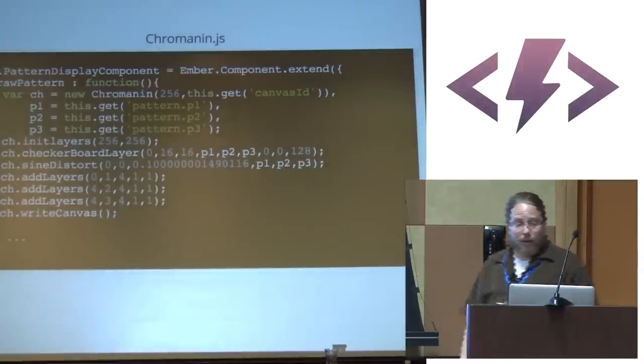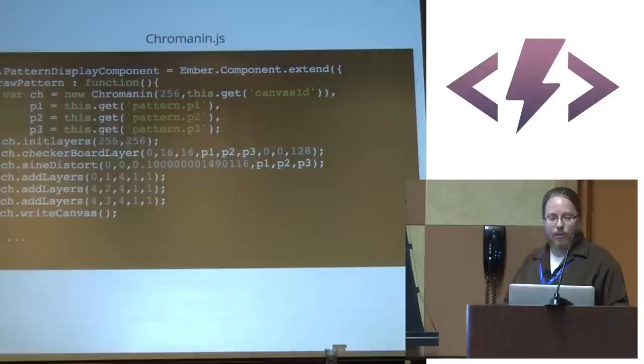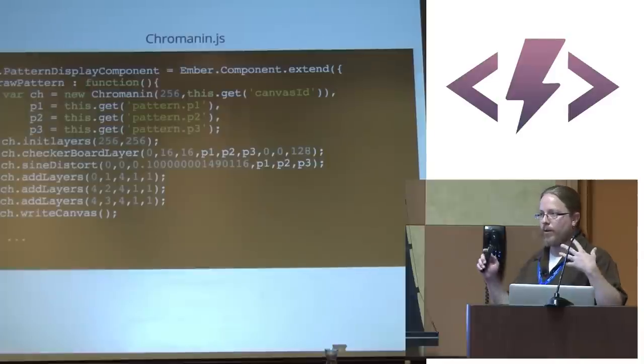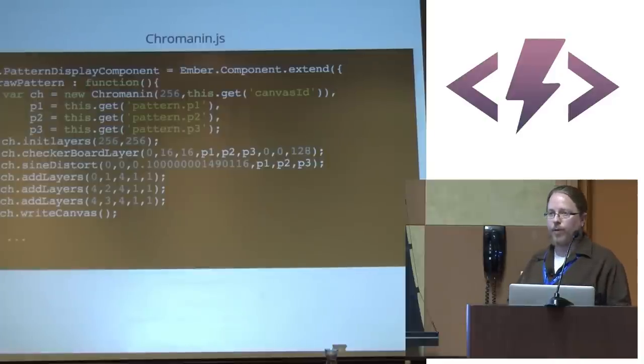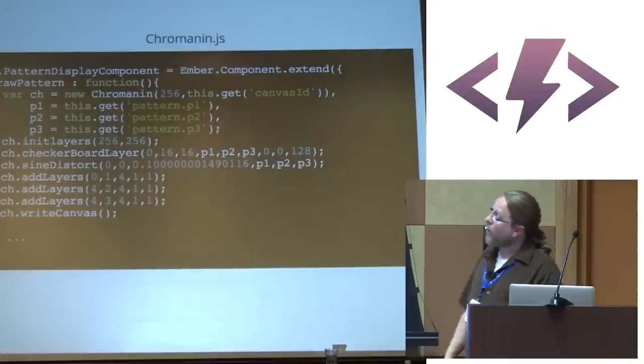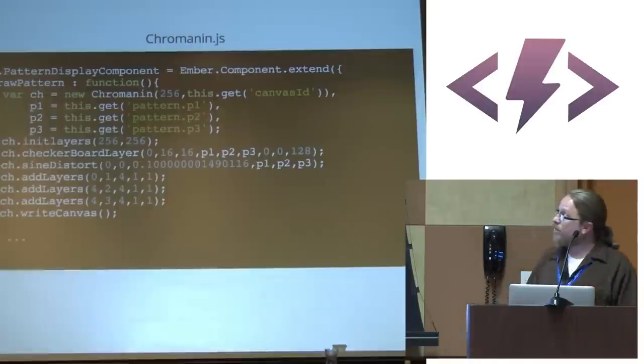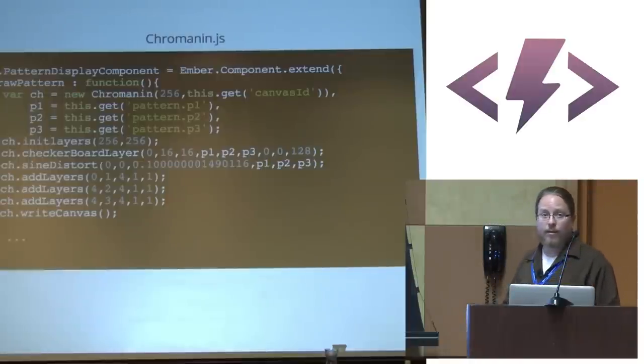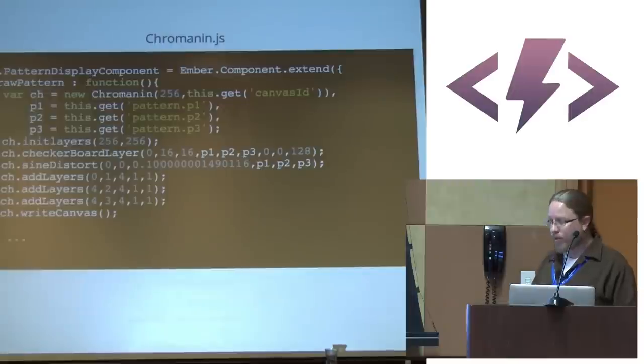So within our pattern display component, I'm using an outside library called Chromanon. And this is just basically a procedural texture generator where you hand it a few numbers and it generates some nice looking textures. All of this stuff that you're seeing here on the screen is just part of what you've got to do to get Chromanon to do its thing. It's not really interesting in terms of the Ember stuff.